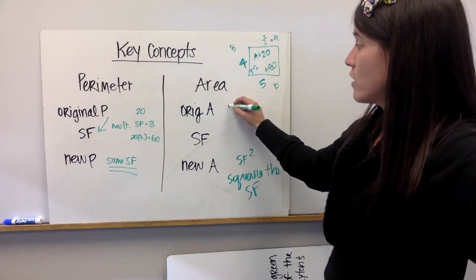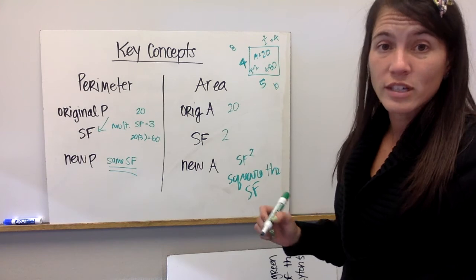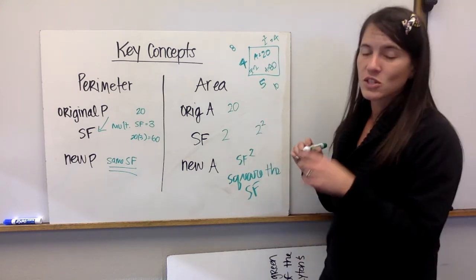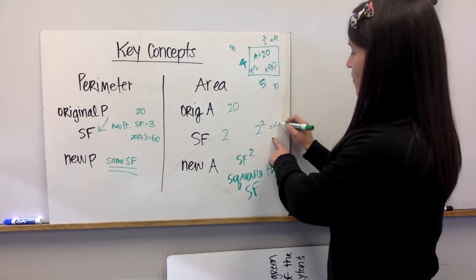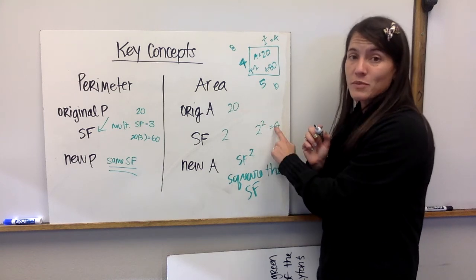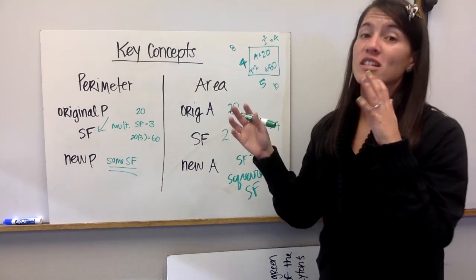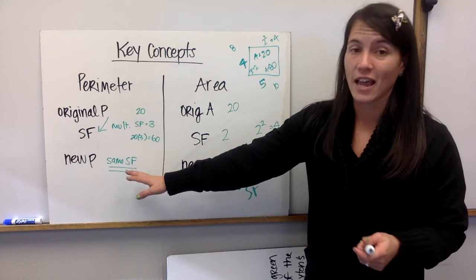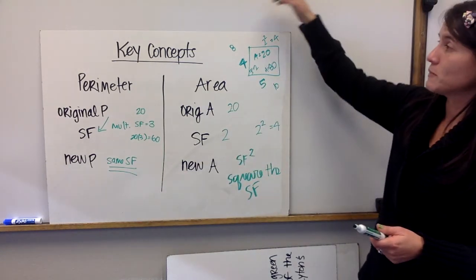So if the original area was 20, like here, and the scale factor was 2, because I just said we doubled it, we want to square the scale factor. 2 squared is 4. Then we can multiply 20 times 4 and we can get 80. So the area is actually the scale factor squared. That is the relationship. The perimeter uses the same scale factor. The area, you square the scale factor.